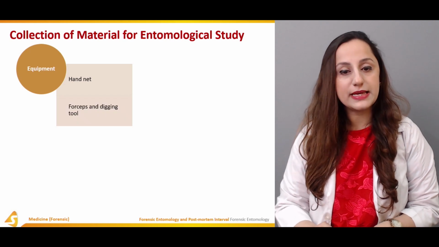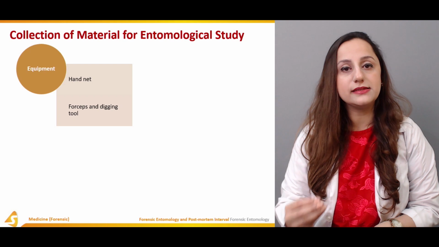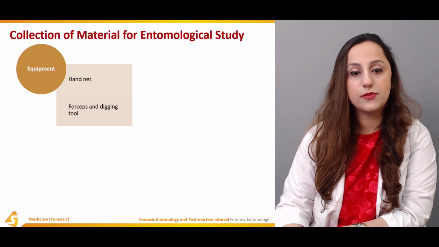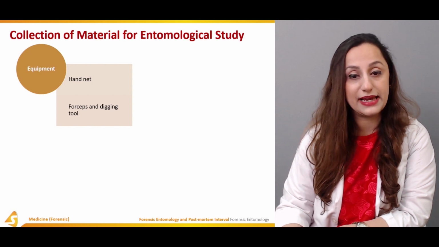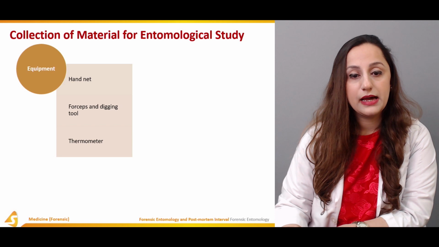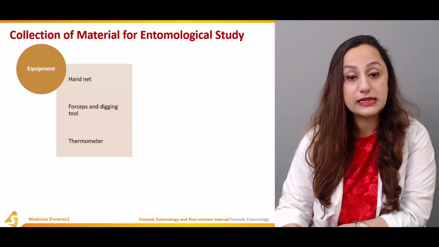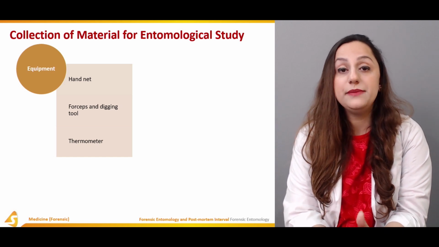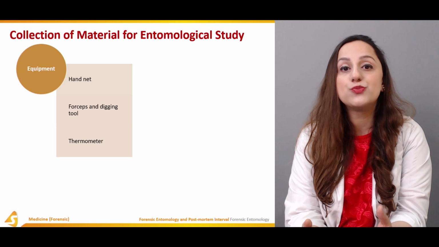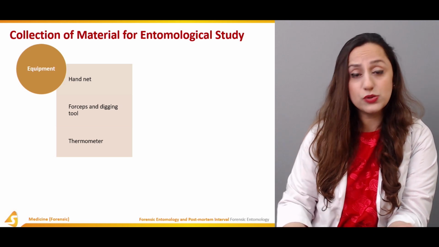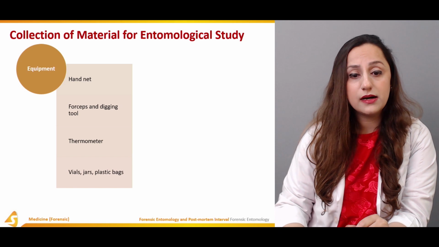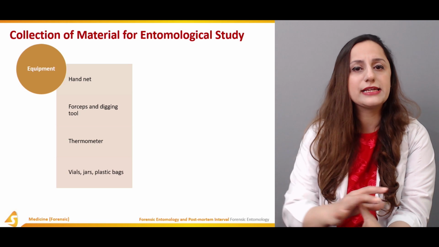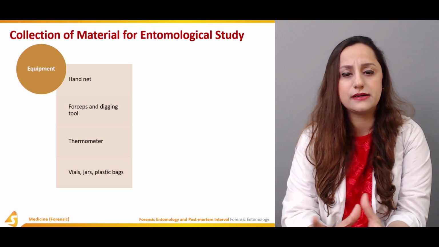Then the forceps and the digging tools. The forceps and the digging tools are needed for collecting the larvae and the pupae, because all of these stages are included in the life cycles of these beetles. Then moving on, we'll need a thermometer. Recording the temperature of the dead body is the mainstay when we are calculating the post-mortem interval. Lastly, we'll need vials, jars, and plastic bags for collecting all the evidence at the crime scene.